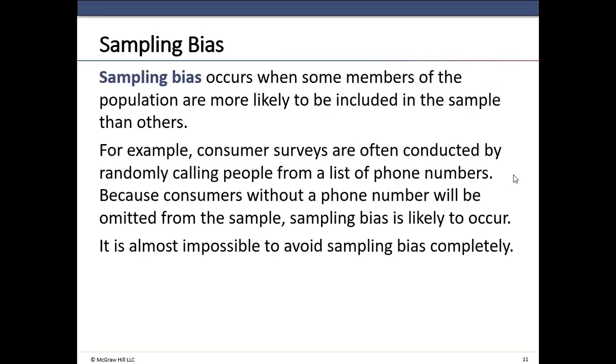Sampling bias may occur when some members of the population are more likely to be included in the sample than others. For example, consumer surveys are often conducted by randomly calling people from a list of phone numbers. Because consumers without a phone number will be omitted from the sample, sampling bias is likely to occur. It is almost impossible to avoid sampling bias completely.